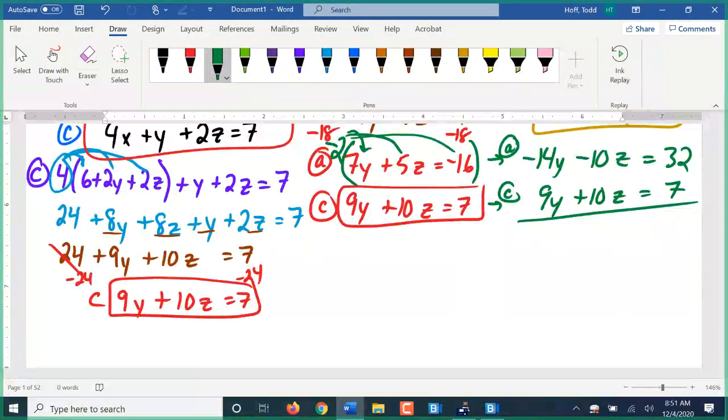Oops, I did something wrong there, just a second here. 7 minus 24 should be a -17, not a 7. So this should have been a -17. So this would be -17. That makes a lot more sense. Sorry about that. So what we change there? Right there.